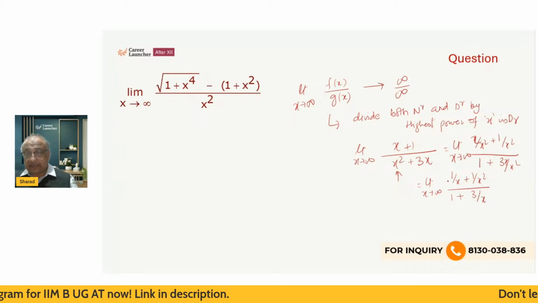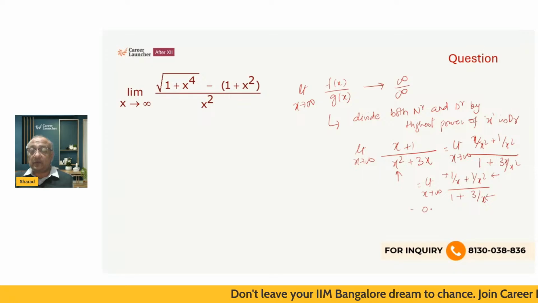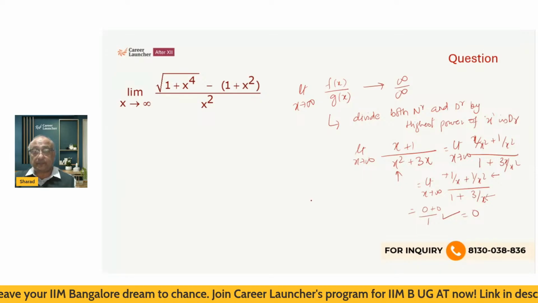Now see this. This term is tending to 0. This term is tending to 0. This term is tending to 0. So I'll get (0 plus 0) by 1 as an answer. So this is how I solve. The answer is 0. Okay.